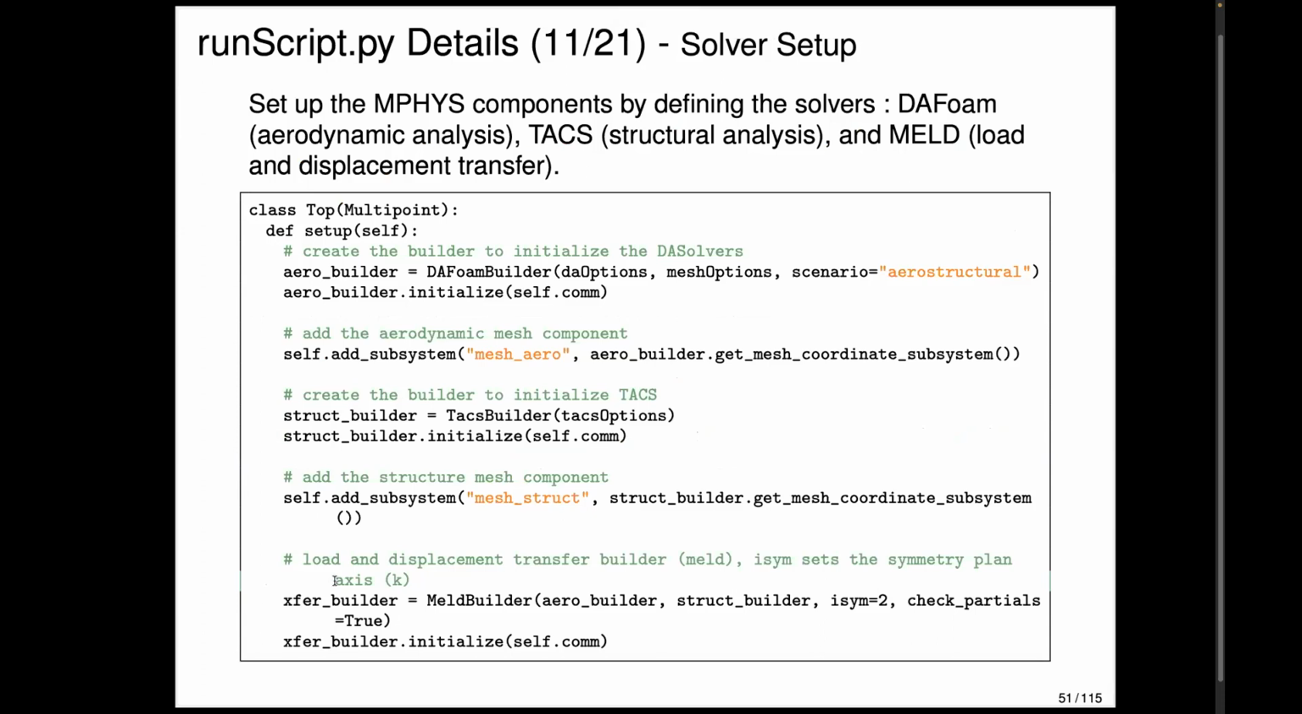Now this chunk that I have here shows the different subsystems that we're going to use. At the top, we have an aero subsystem. So this is the aero builder. Just as before, as Ping showed, this is the DAFoam builder, and you provide the DAFoam options and the mesh options, you define that it's an aerostructural scenario, and you initialize this builder. Along with that, you should define the aerodynamic mesh component, and that's what we do here with mesh aero. So you get the coordinate system from DAFoam to get the aero mesh. Now we do the same for TACS.